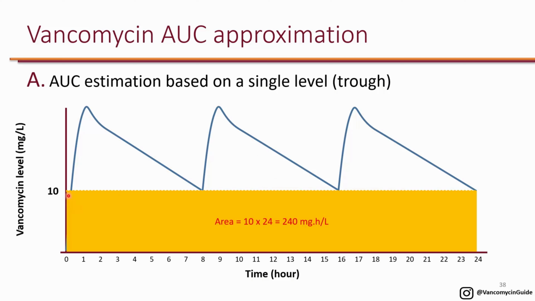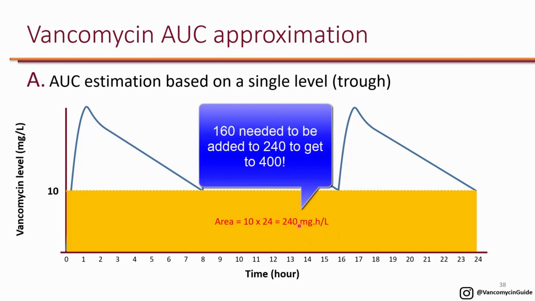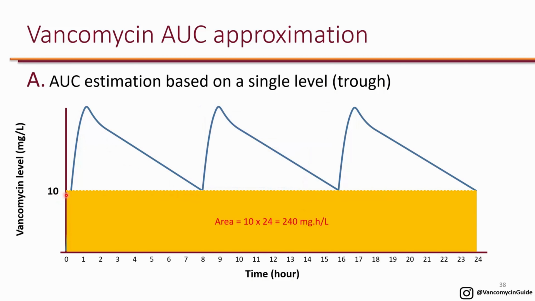So it only allows you to estimate what the AUC is. We know that the AUC is at least 240. And remember that we want the AUC to MIC ratio to be at least 400. So if the MIC happens to be 1, we need an AUC of 400. Now this highlighted area is at least 240, so we're hoping that all of this area at the top is at least 160 to add up to 400. That's where the recommendation of a goal trough of 10 to 15 comes from.